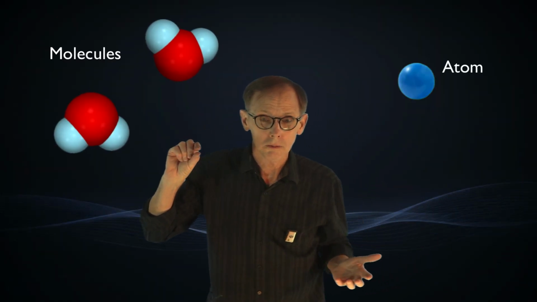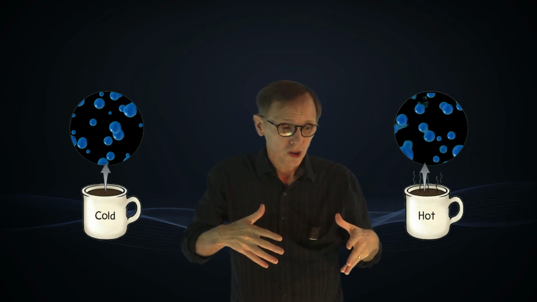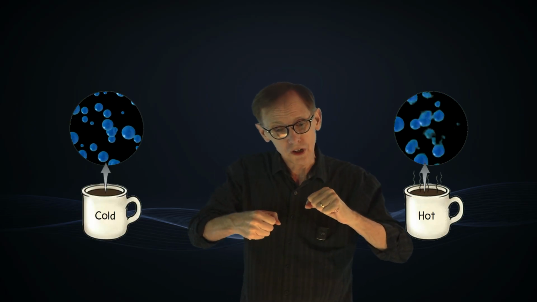For this lesson, there are a few things you need to know. 1, everything around us is made of these tiny particles we call atoms and molecules. 2, as something heats up, the particles start moving faster. 3, as something cools down, the particles are moving slower.